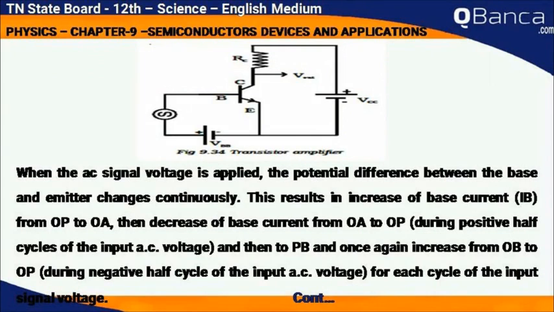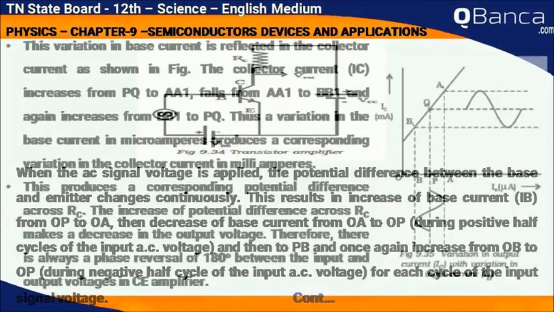When the AC signal voltage is applied, the potential difference between the base and emitter changes continuously. This results in increase of base current IB from OP to OA, then decrease of base current from OA to OP, during positive half cycles of the input AC voltage, and then to OB, and once again increase from OB to OP, during the negative half cycle of the input AC voltage.